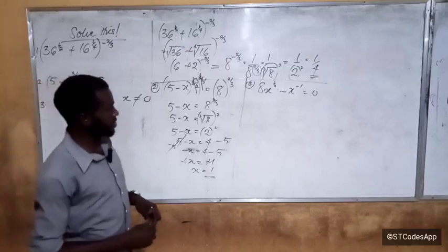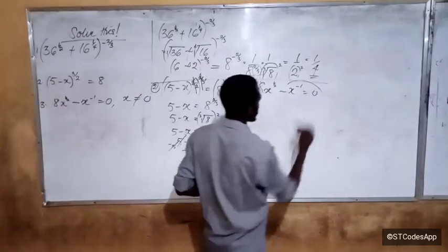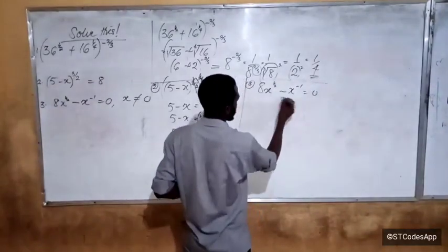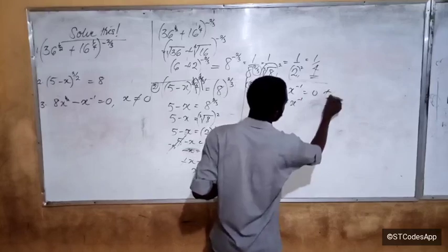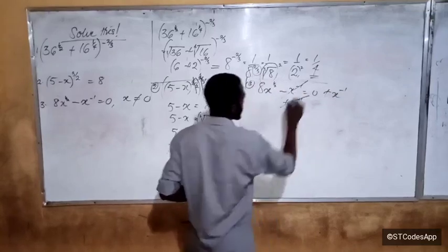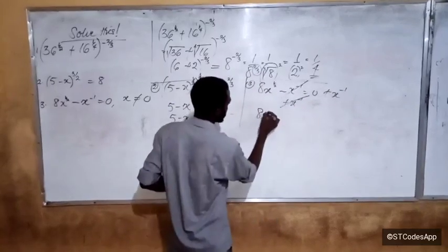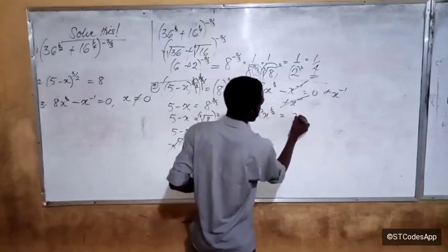Now, the very easy thing to do is let's add this guy to both sides. So we are going to say plus the inverse of x on this side, and plus the inverse of x on this side, so that this takes care of this. So that we have 8x raised to power half is equal to what? x raised to power minus 1.